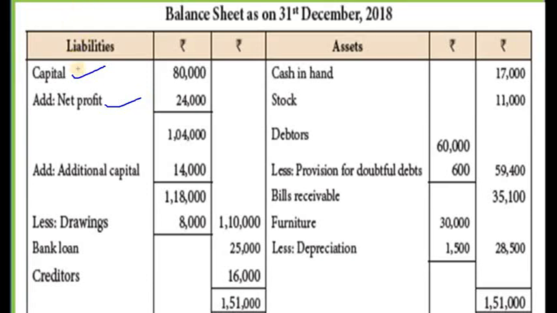here. With the opening capital, we are adding net profit, and we are adding additional capital, and we are deducting drawings. After deducting drawings, we are getting closing capital of 1,10,000, and the bank loan amount 25,000, creditors amount 16,000, cash in hand, stock, debtors.